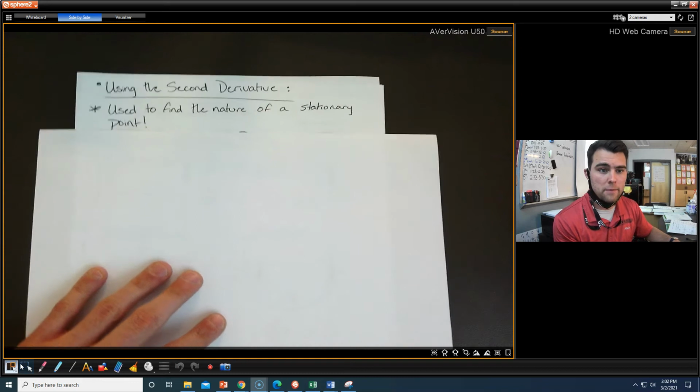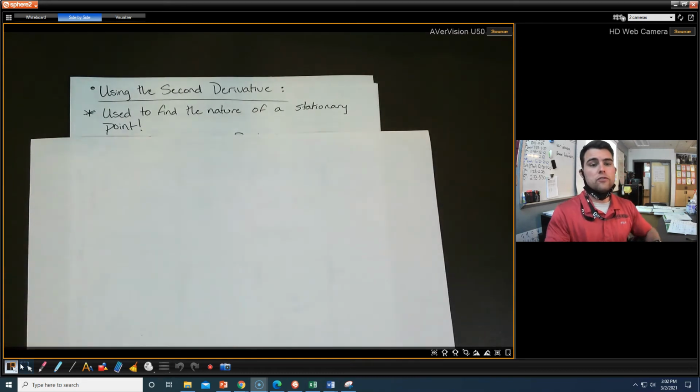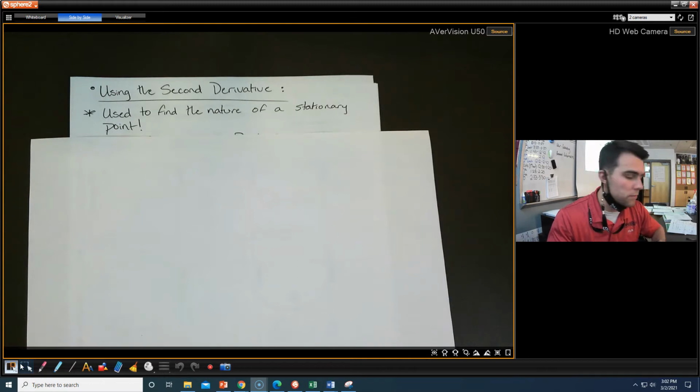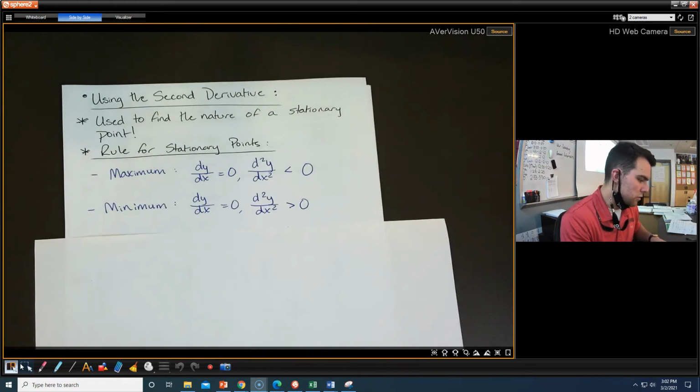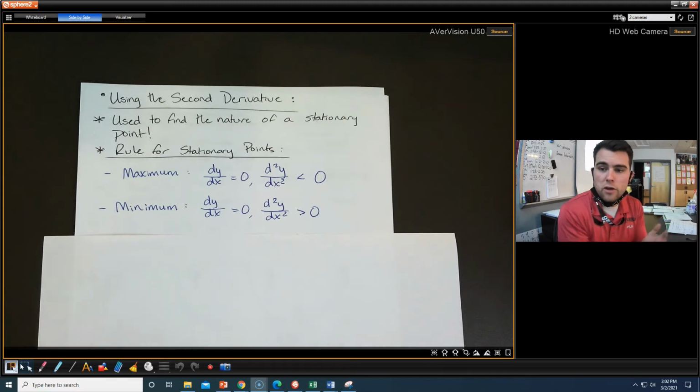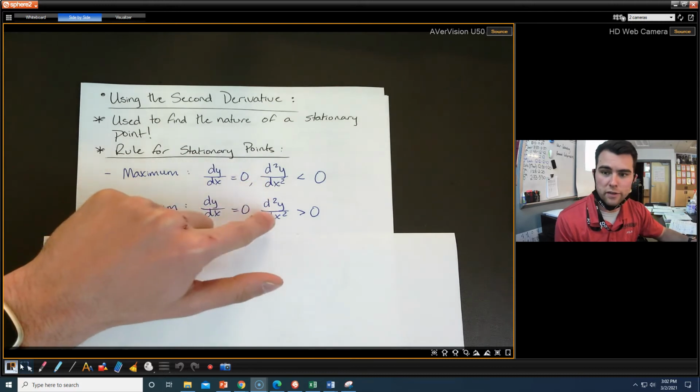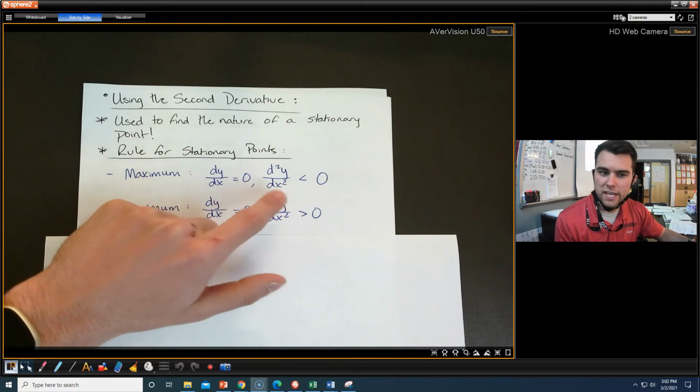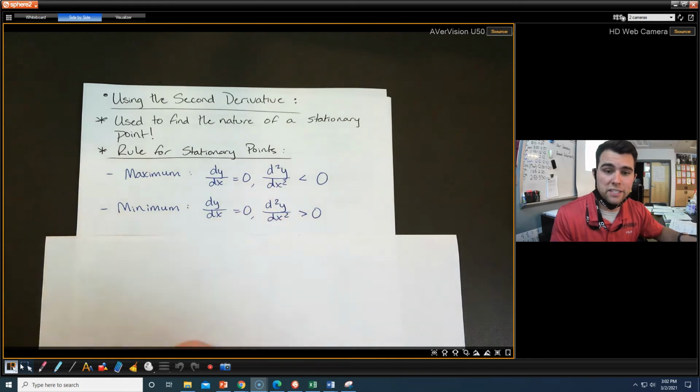Really the second derivative is great to find the nature of a stationary point and determine, is it a maximum or a minimum? And here are the rules of this guy. So we know normally we set dy dx equal to 0, right? We find those x values where that's true. Cool, we have our points that are either max or min. What I can do with those points is actually plug them into my double derivative equation, and depending on what the sign is, that'll tell me right away if it's a max or a min.